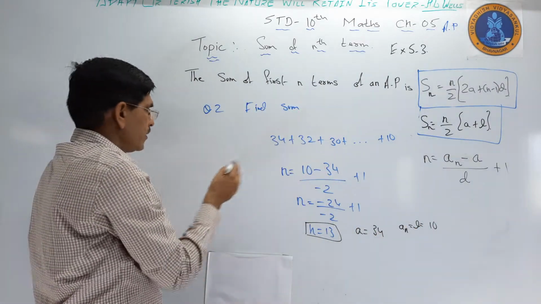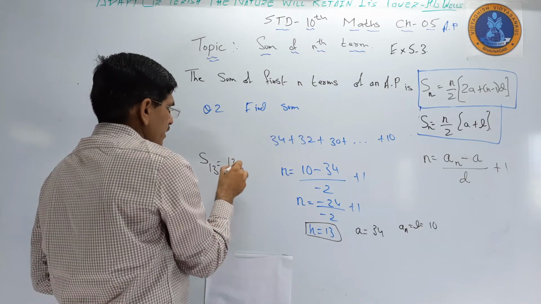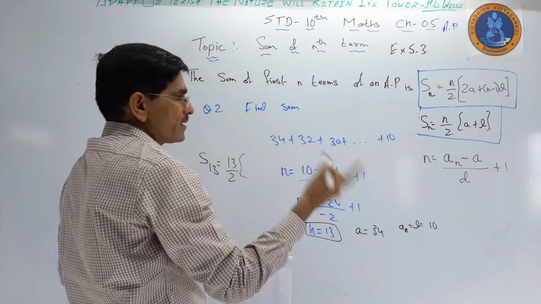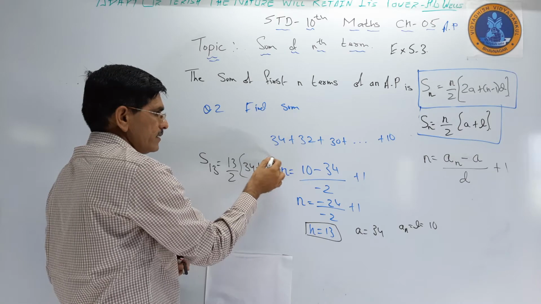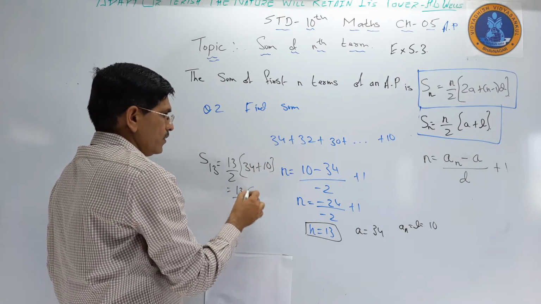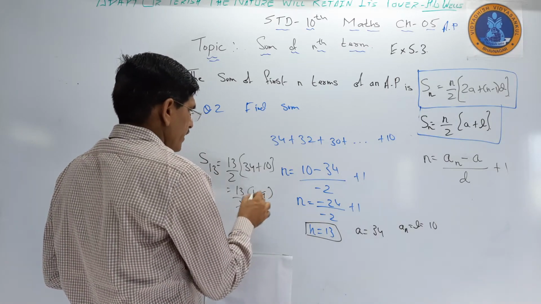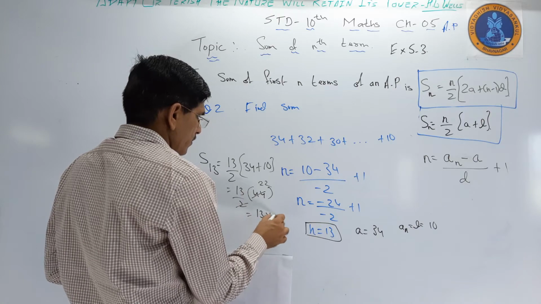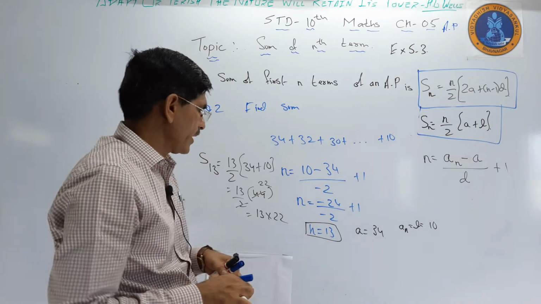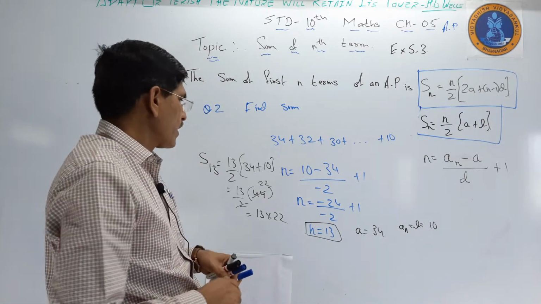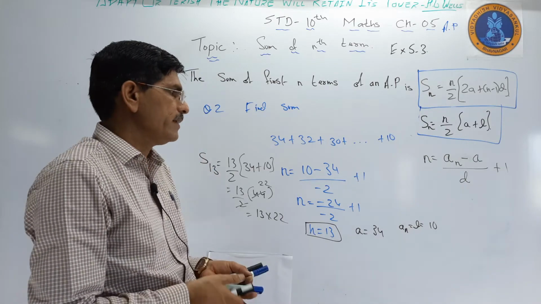Now, if I want to find S13, we can use the second formula: 13 by 2 into (a plus L), where a is 34 and L is 10. So, 13 by 2 into 34 plus 10, that is 44. Divide it by 2 and we get 22, so 13 multiplied by 22. 22 tens are 220 and 22 threes are 66. So, 286 is my answer.